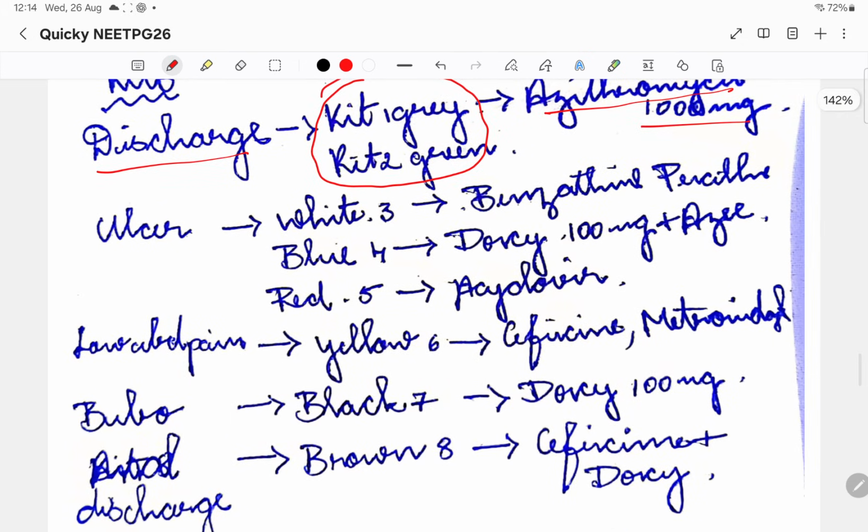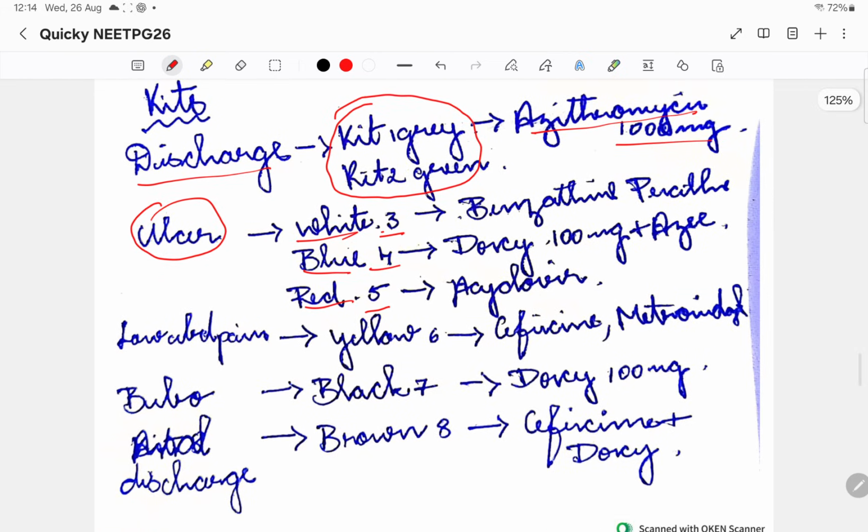Then coming to ulcers. If it is an ulcer STD, we are going to go for kit 3, 4 and 5, which is white, blue and red. Okay, so white, blue and red. So ulcers basically is what we are dealing with. So these are the compositions that these kits are having.